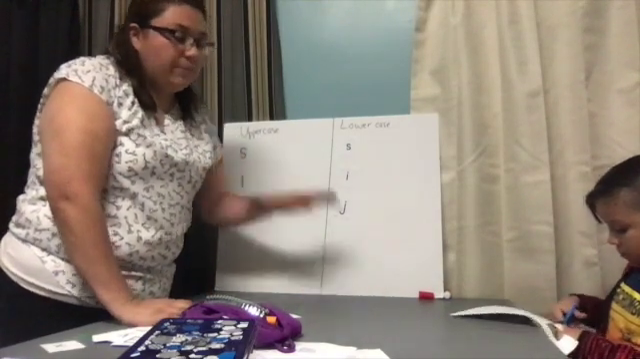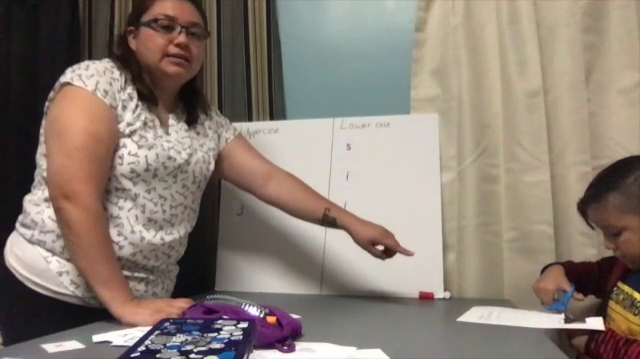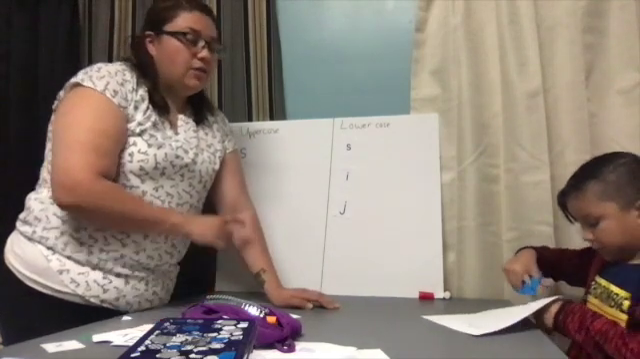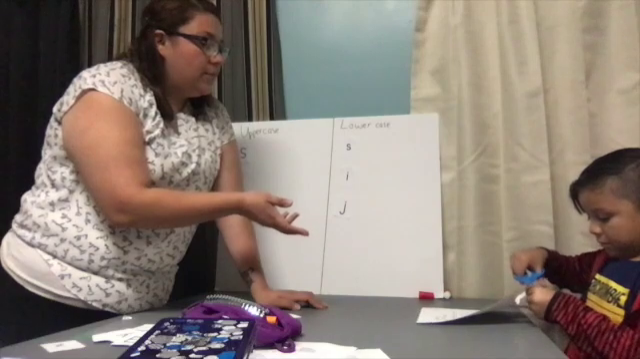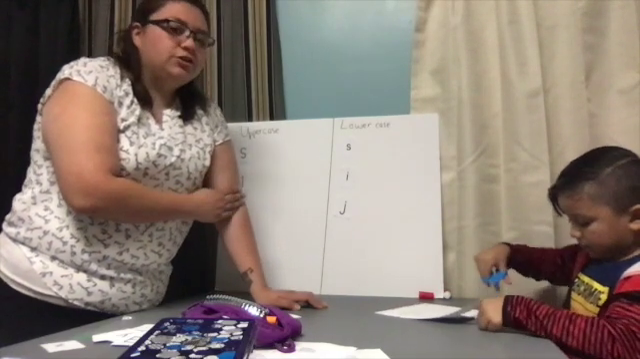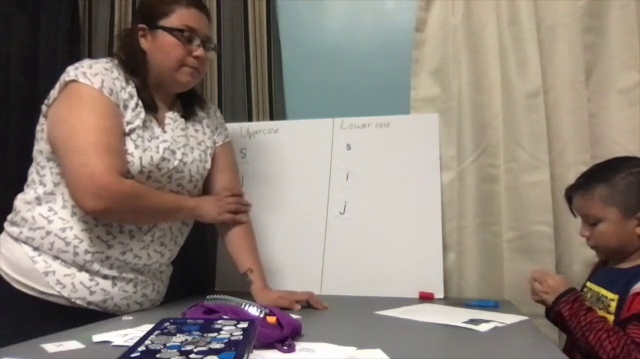He's looking at the capital letters, he's looking for the lowercase, and he is sorting them out to where they belong. And the way that I'm assessing is I'm observing him and watching what he's doing and making sure he understood the concept of the activity.